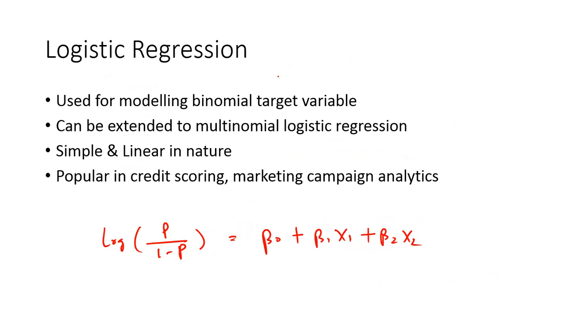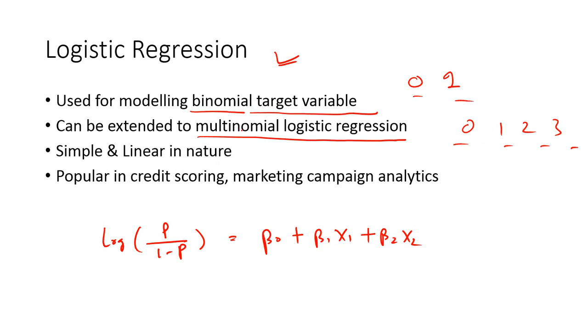The next one is logistic regression. It's a popular algorithm and it's very simple to use. It's also an algorithm to classify data into two groups or multiple groups. It's primarily used for binary classification, or a binomial target variable, which means it takes a value of 2, and it can be extended to multinomial. So it can take 0, 1, 2, 3, like 4 classes. We call that multinomial logistic regression, which is an extension of logistic regression.